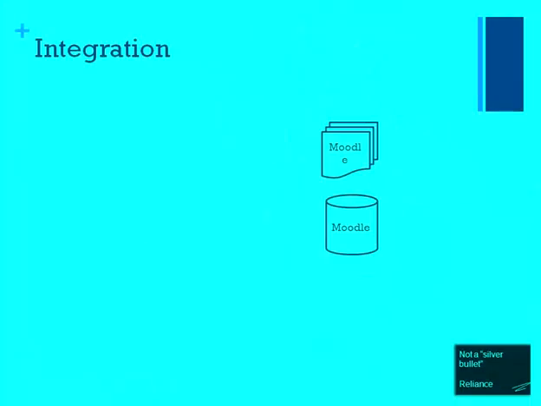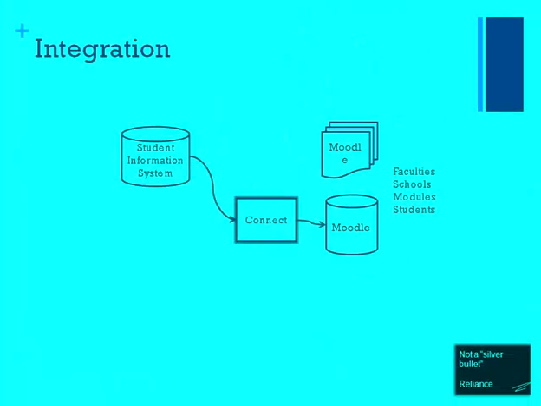So then, one of the next important tasks was actually integrating it into our existing environment, because if it just sits there on its own, then it's a lot of work. So we have a student information system which contains a lot of information about the students and what courses they study. And that pulls through via an application we call Connect, and it creates a structure in Moodle of all the faculties and departments and then the modules, and it pulls through the students and enrolls them on the respective modules.